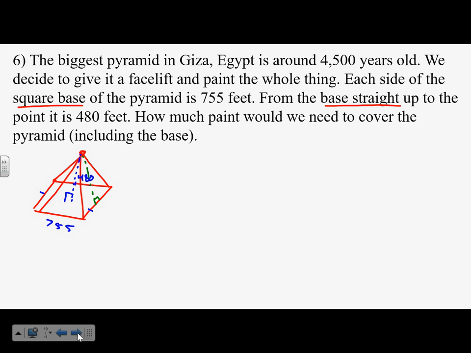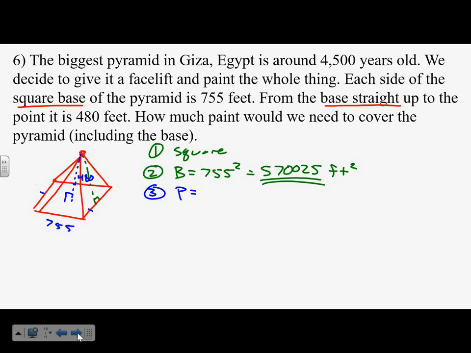So to find the surface area, again, the first step, we know that the base is a square. Second step, the base area is 755 squared. So it's going to be a pretty big number. 570,025. And the third one is the perimeter. The perimeter is 4 times 755, which is 3,020.